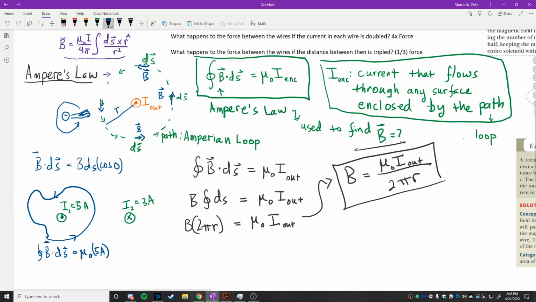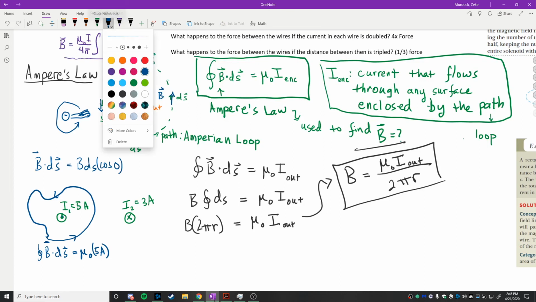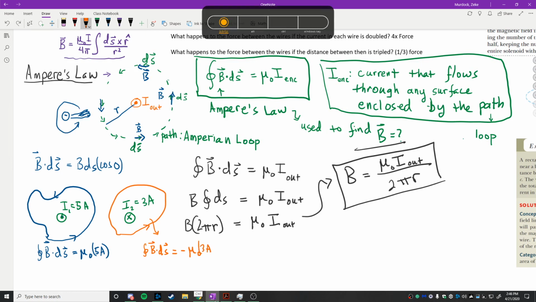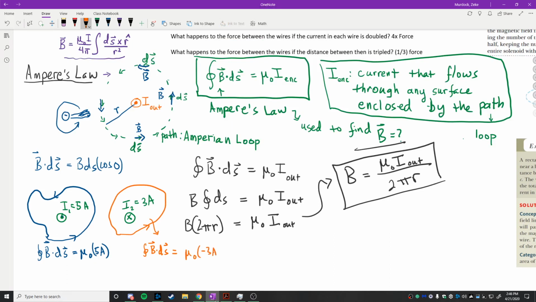But for this one over here, if I do a loop around this one, here, let's use this color, if I do a loop around this guy, this one is going to give me a negative. This one's going to end up being negative mu naught times 3 amps. Or the simpler way to think about it is just mu naught multiplied by negative 3 amps.